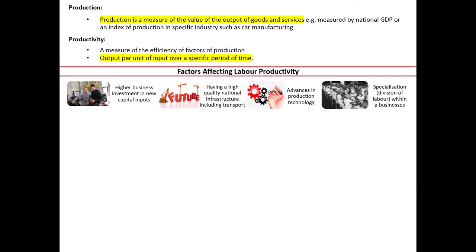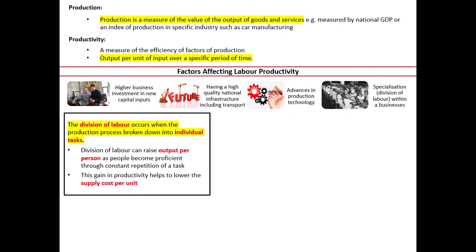So hopefully you've got various things. So one might be higher business investing in new capital equipment, which obviously would improve capital efficiency. Maybe more spending on infrastructure by the government that would improve the productivity of firms, advancements in technology, and what we'll look at in a second, the division of labour within a business or specialisation can improve productivity. There are a few more in your notes, but they were some of the headline ones that we discussed.